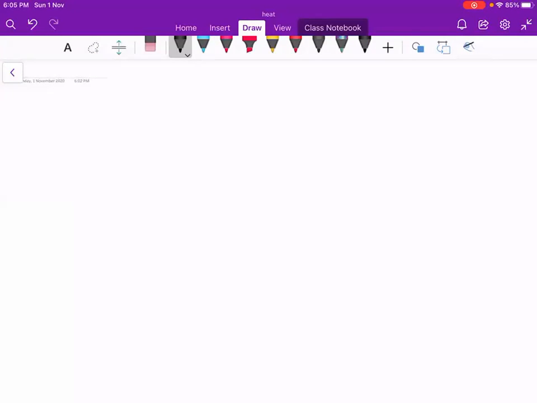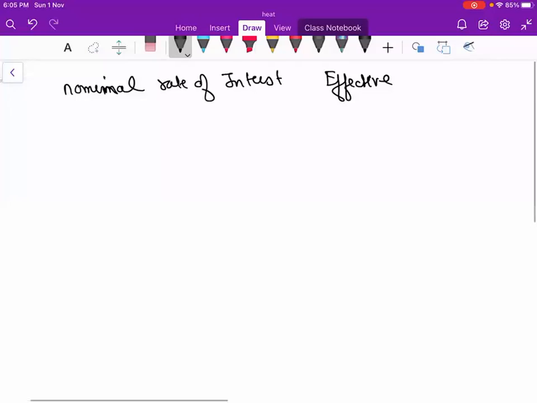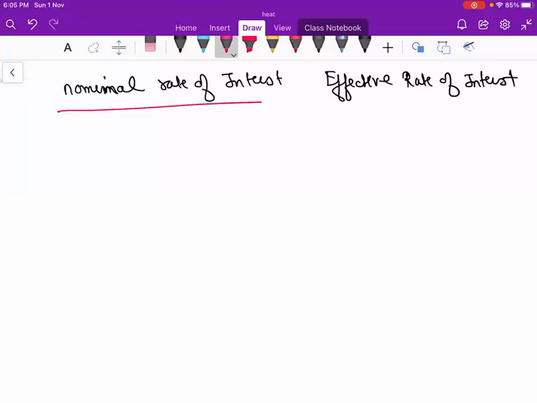So in yesterday's lecture, we have seen capitalized cost and started with the nominal rate of interest and the effective rate of interest. Okay, so we have seen what is the nominal rate of interest and the effective rate of interest. So which will be greater if we calculate on an annual basis? Which will be greater? Nominal will be greater or effective rate of interest will be greater for yearly basis? Okay, tell me.